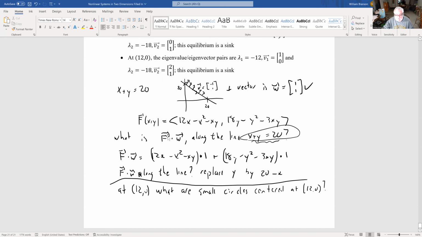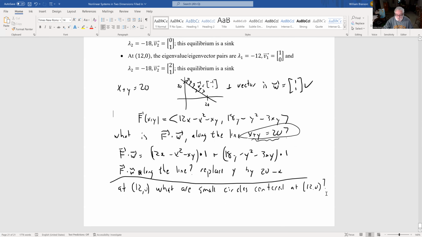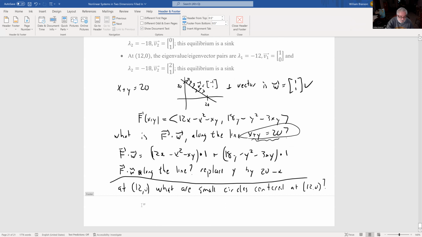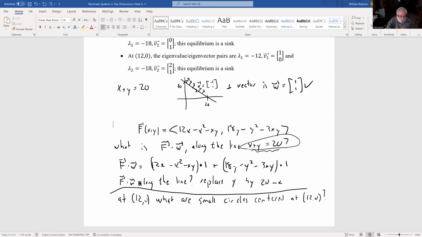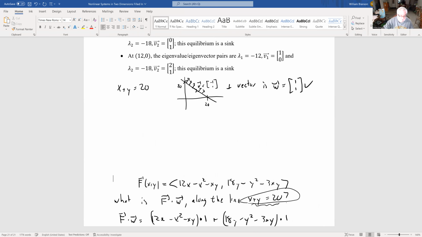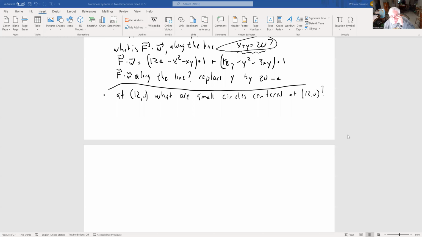So what do we know? What do we want? We want small circles centered at 12, 0. And I want the page down here. I've run out of page. Oh, but I don't want the footer. Okay, I'm going to pause this while I figure out what's going on here. Okay, I think I got my stuff straightened out here. So what are small circles centered at 12, 0?